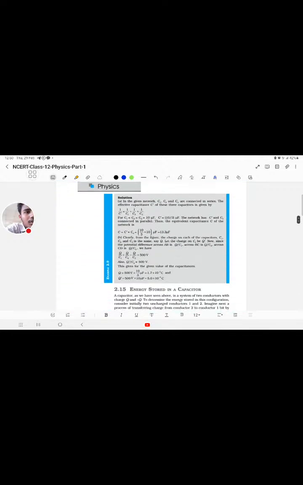For capacitors in parallel, the potential difference will be equal, and the effective capacitance will be the sum of individual capacitances, and the amount of charge deposited will be Q effective, which is Q1 plus Q2 plus Q3. Okay, fine, great.